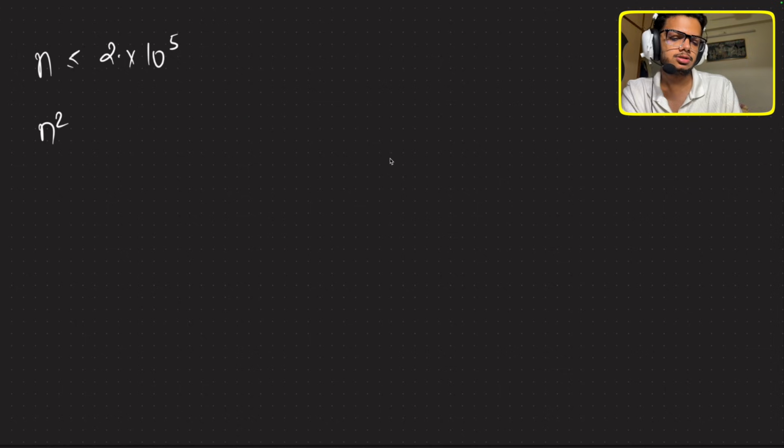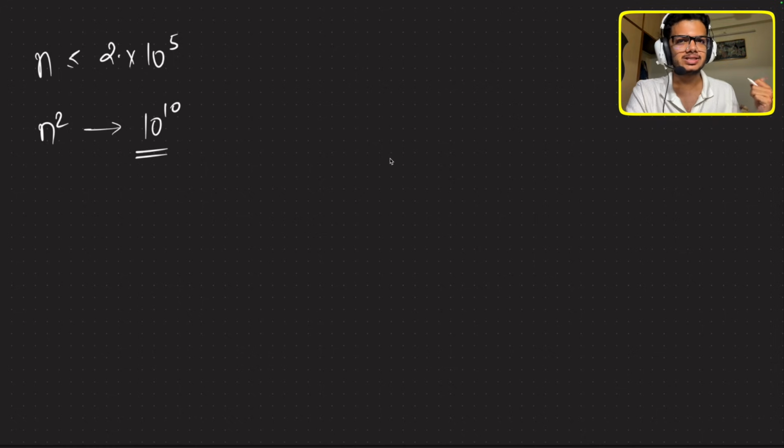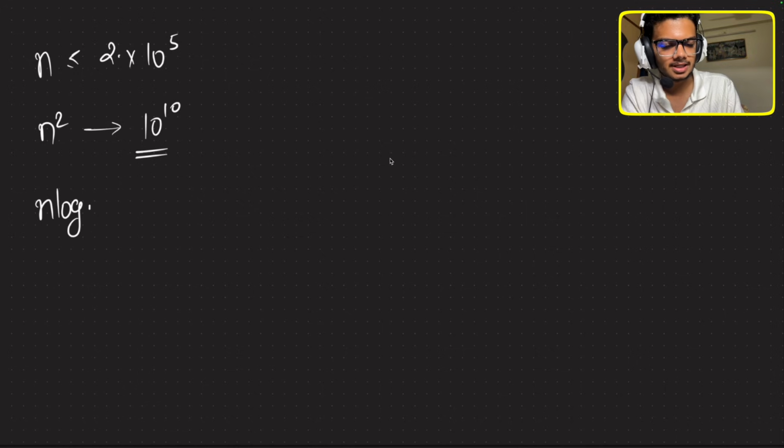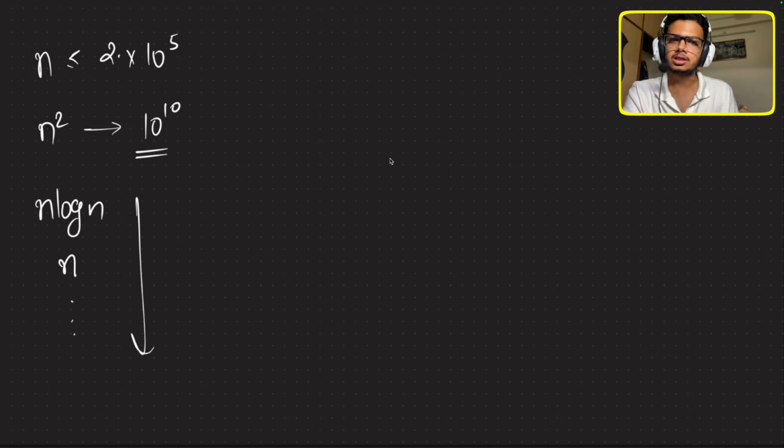N was as high as 2 into 10 power 5. This simply says that if you try an order n square solution, it's going to consume about 10 power 10 operations. But you cannot do more than 10 power 8 operations in the 1 second time limit, which is for this question. So n square doesn't work. Then n log n, yes, n log n works. Order of n, yes, it works. Something better than that. So you have to think in this direction: n log n, and so on and so forth.